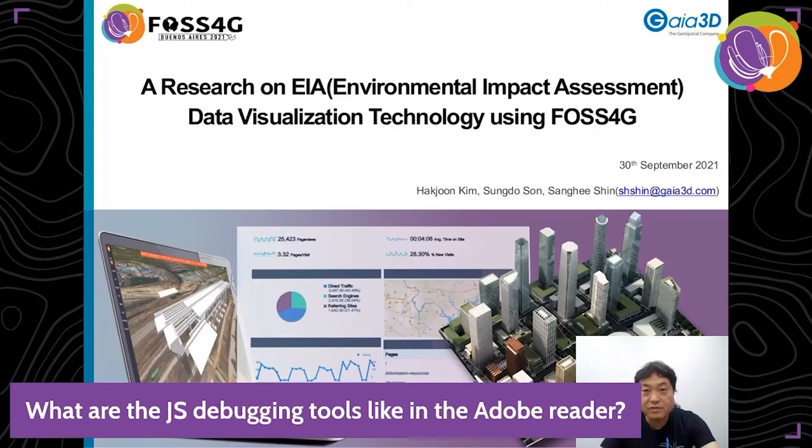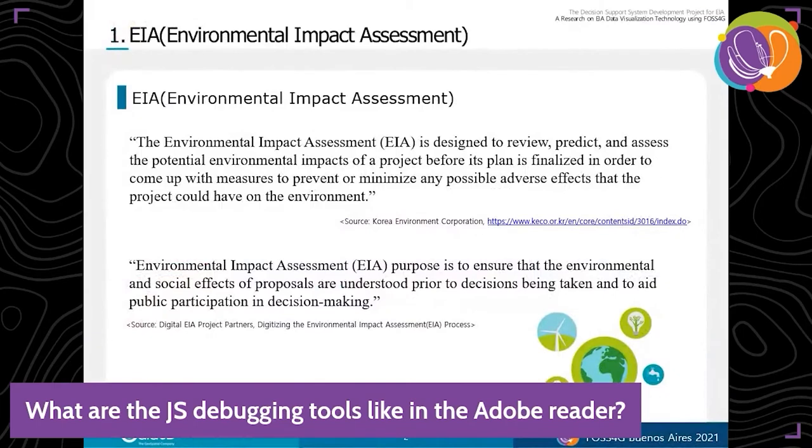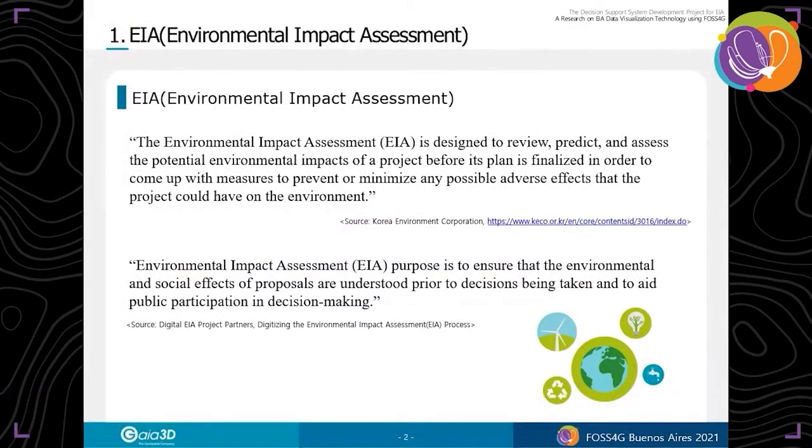According to Korea Environment Corporation, a state-owned public company in Korea, EIA is designed to review, predict, and assess the potential environmental impact of a project before each plan is finalized in order to come up with measures to prevent or minimize any possible adverse impact that the project could have on the environment. Also, the digital EIA project partners from the UK gave similar definitions. The main core concept is that we need to examine the adverse impact to the environment before a development project. That is EIA. EIA is adopted in many countries all around the world and regulated by each country's legislation.